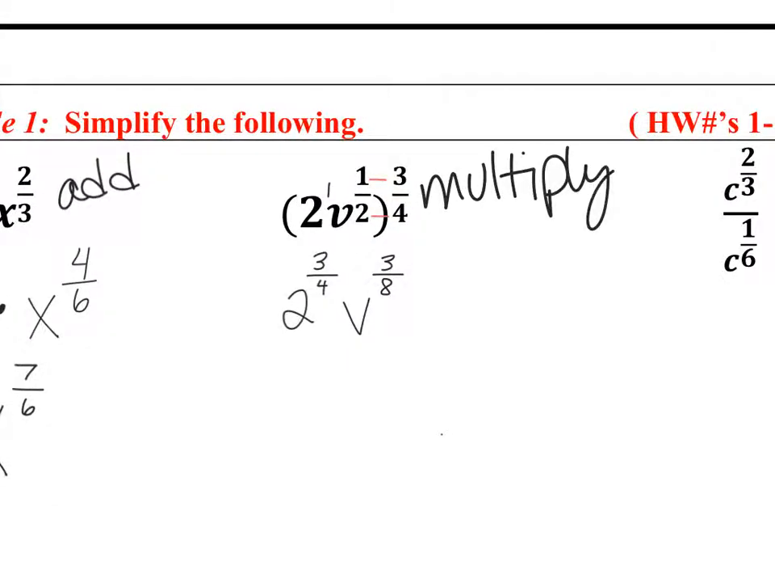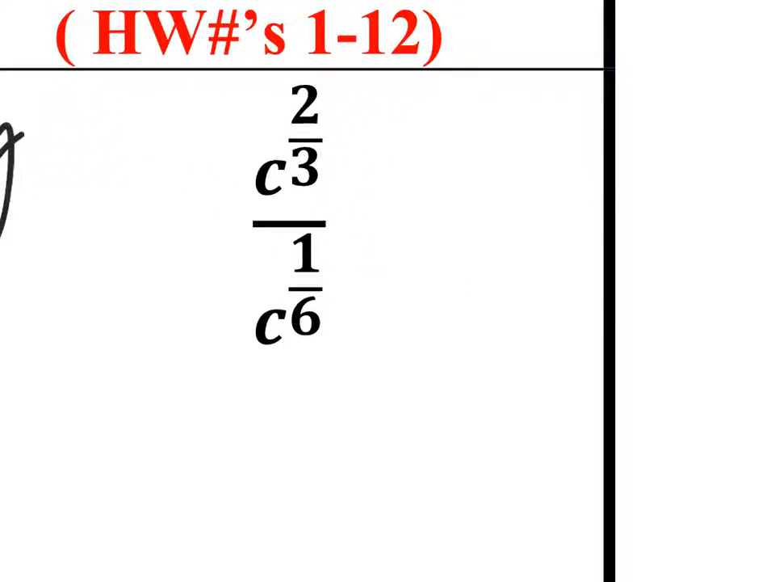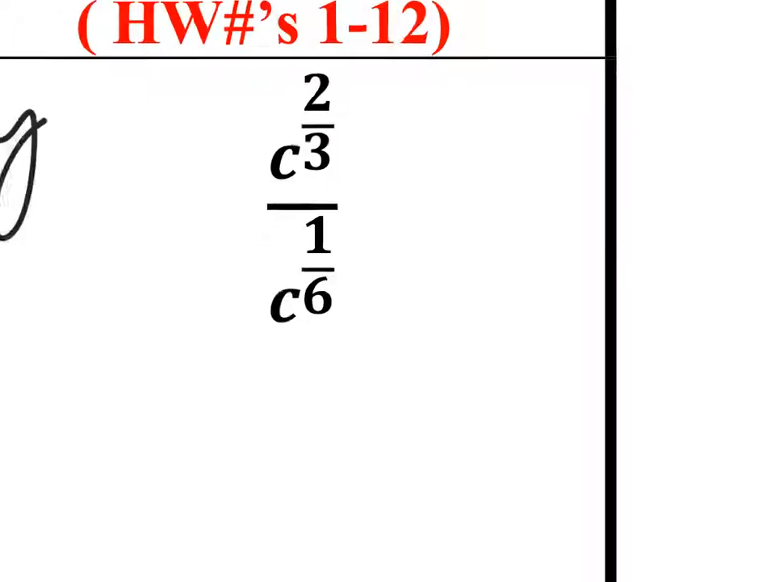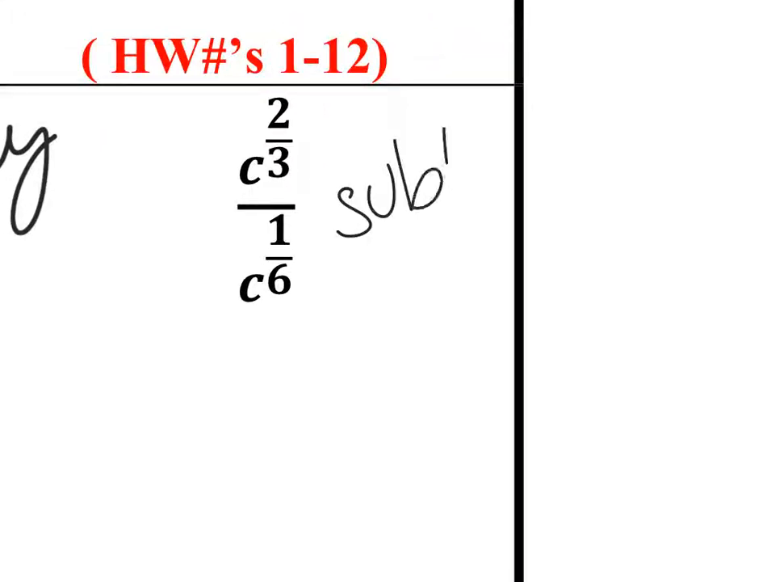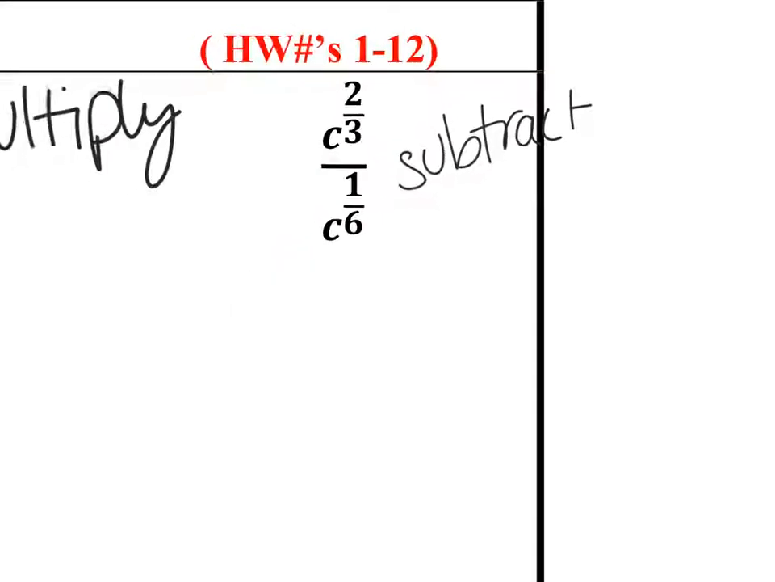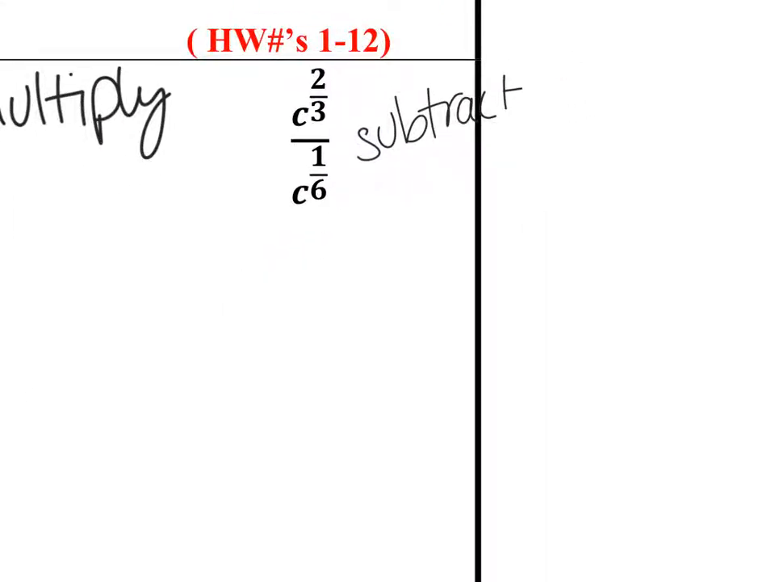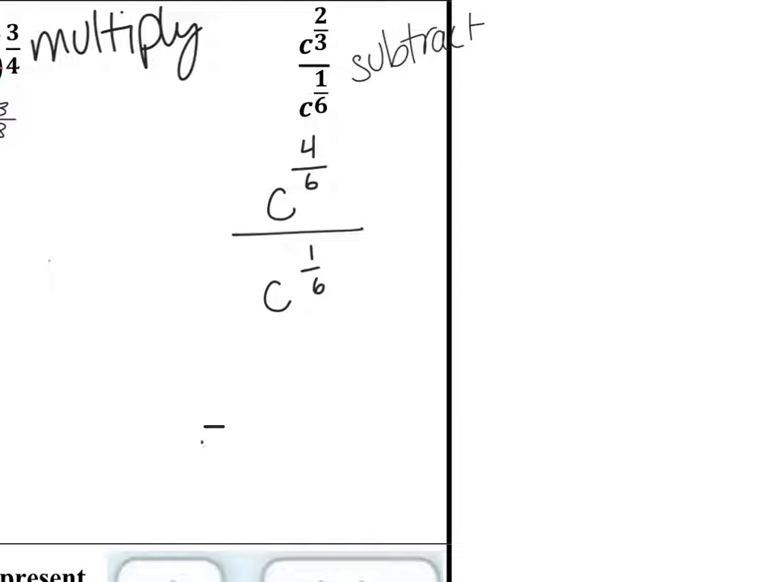And then the last one, when I have the same base and division, what do I do, guys? Subtract. Okay. We are dividing, but we are going to subtract our exponents. So 2/3 minus 1/6. Again, make sure you have common denominators first. What should I change the top one to? 4/6. And then this bottom one will stay 1/6. So now we can subtract. It's going to be c to the what, guys? 1/2, because it's going to be 3/6, which you can simplify.